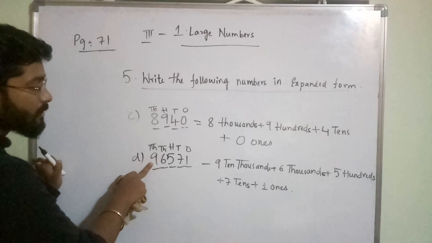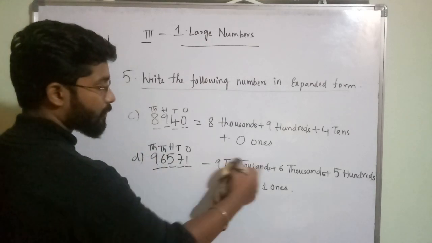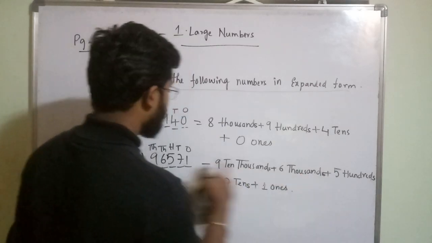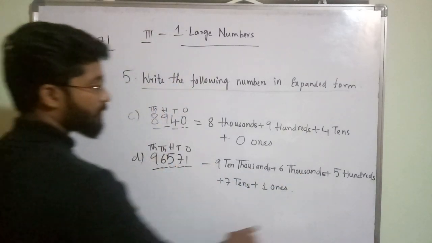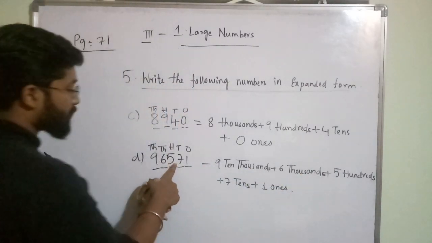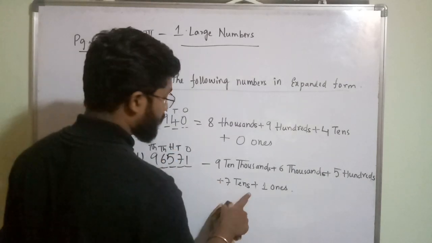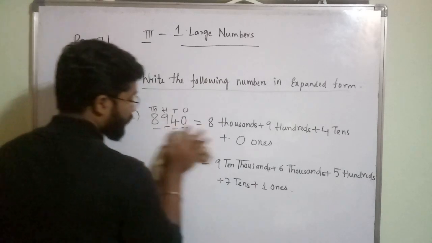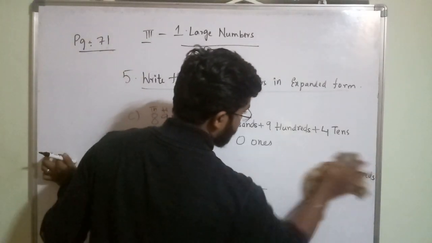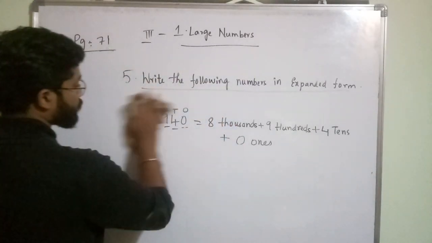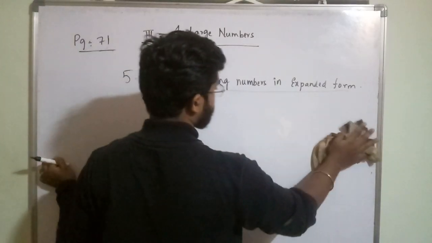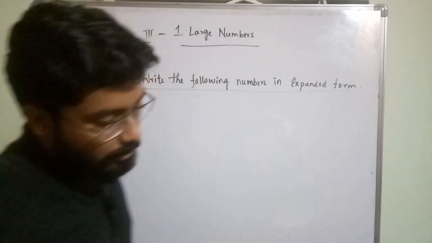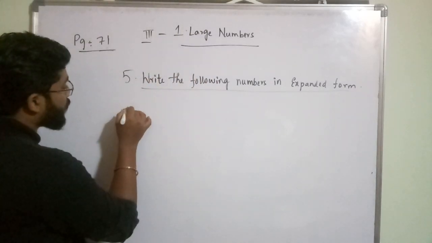9 is in which place? 10,000s place, 9 10,000s. 6 is in which place? Thousands place, 6,000. 5 is in which place? Hundreds place, 500. 7 is in which place? Tens place, 7 tens. 1 is in which place? Ones place, 1 ones. Like that you have to write. Okay, so last one, D we have completed. Now E.